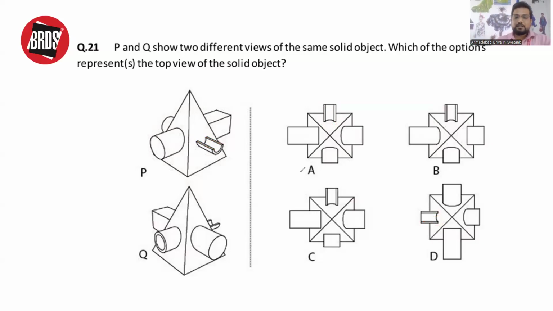Okay, but by this method, the correct option would become A and D, where the length of this one is wrong in option number B, while this one is wrong in option number C. So the correct answer would become A and D. Okay, let's move on to the very next question.